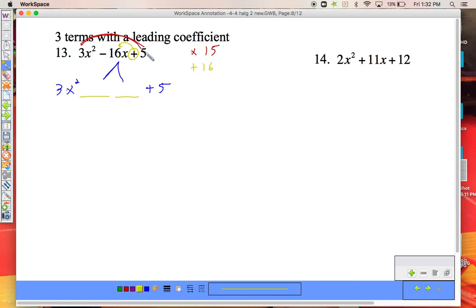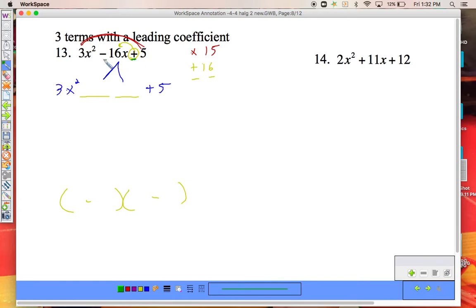That's 3 times 5. And like the previous problems, they're going to add to give me my middle term. The last term's positive, so both the numbers I choose need to be negative. So when I get down to the bottom here, I'm going to have two minus signs in my parentheses, because my last term's positive, I use the sign of the middle.